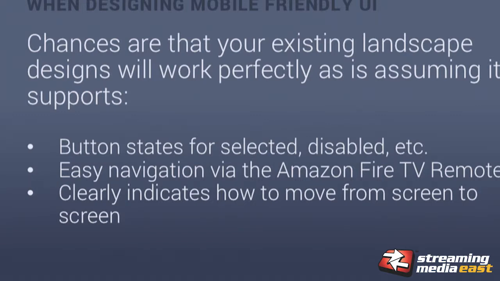So chances are, if you've got an existing application that supports a landscape mode, your content is going to work perfectly as far as aspect ratio goes. But then you need to think about things like button state, being able to select information, navigating with the remote like I talked about, so only having a certain amount of rows of information, and then clearly letting them understand where they're going to navigate to a new screen.